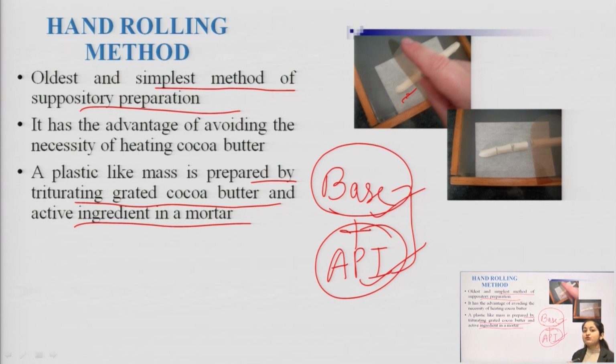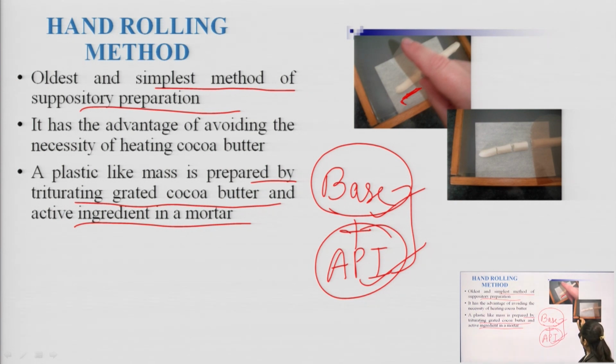While rolling, we have to be extra cautious that no dust particles or unwanted material stick to this mass, because if any unwanted material sticks at this stage, our suppository will be of unaesthetic appearance, will not be of good quality, and will not have a good appealing appearance. This is a very important thing to be noticed here.